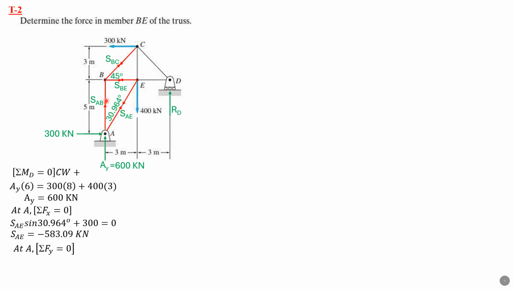Then, still at A, summation of forces y equals 0. So SAB plus 600 AY, then plus SAE, negative 583.09, cosine of 30.964 degrees equals 0. So SAB equals negative 100. Then we may proceed to B.